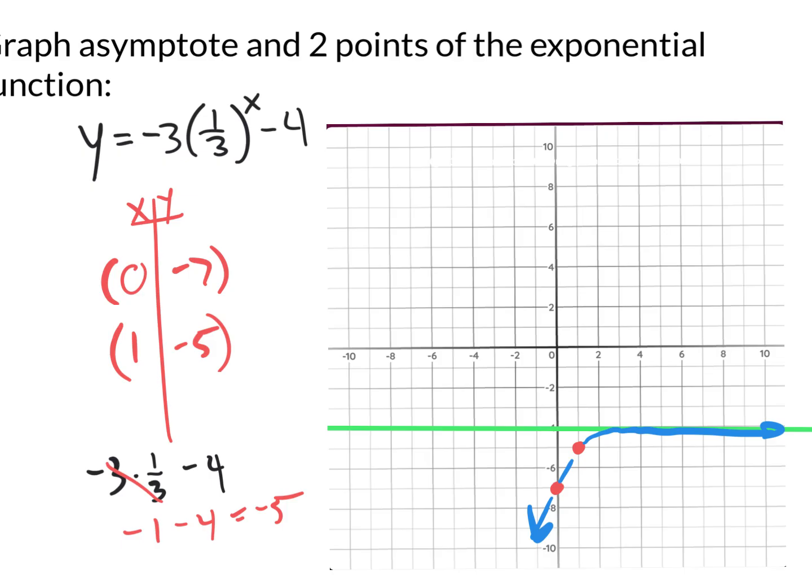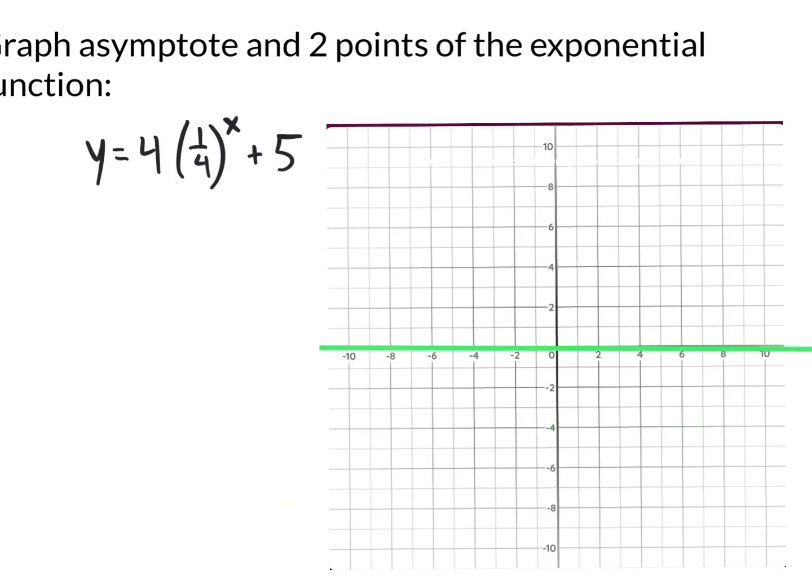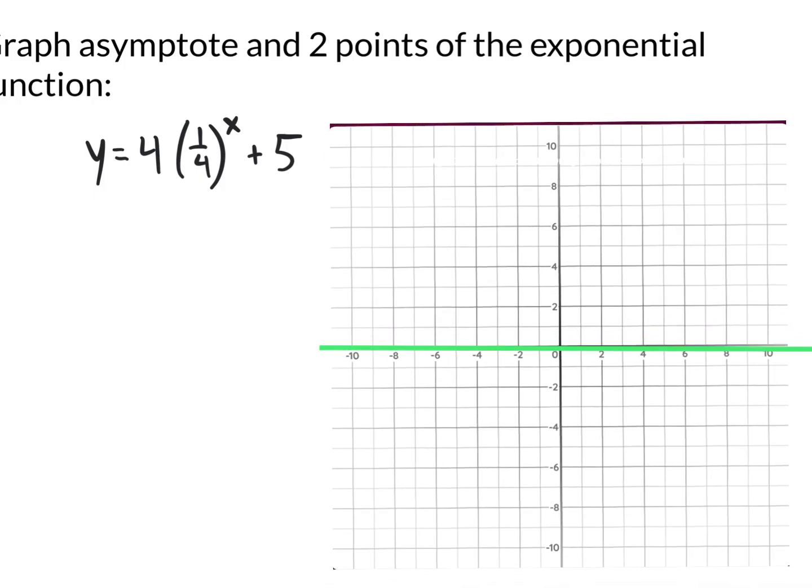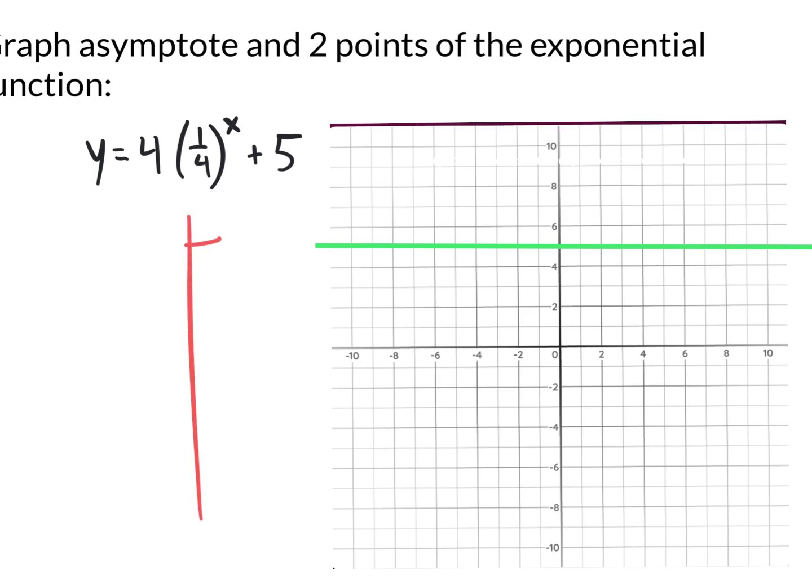Let's try one more. Here we go. Move that asymptote where? 5. Oh, I can't move it. What's going on? It's stuck. Oh, there it is. 5. Okay. And then I need 2 more points. Everybody should know by now, plugging in 0 works out pretty good.